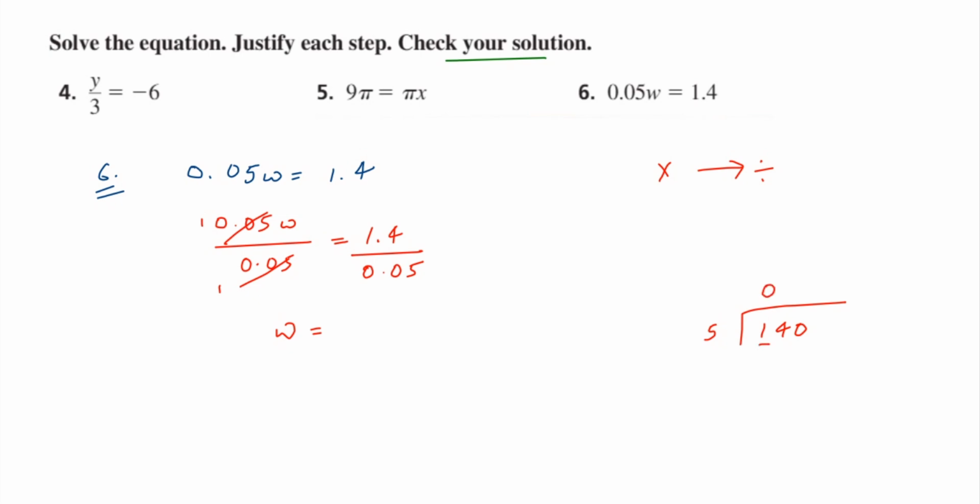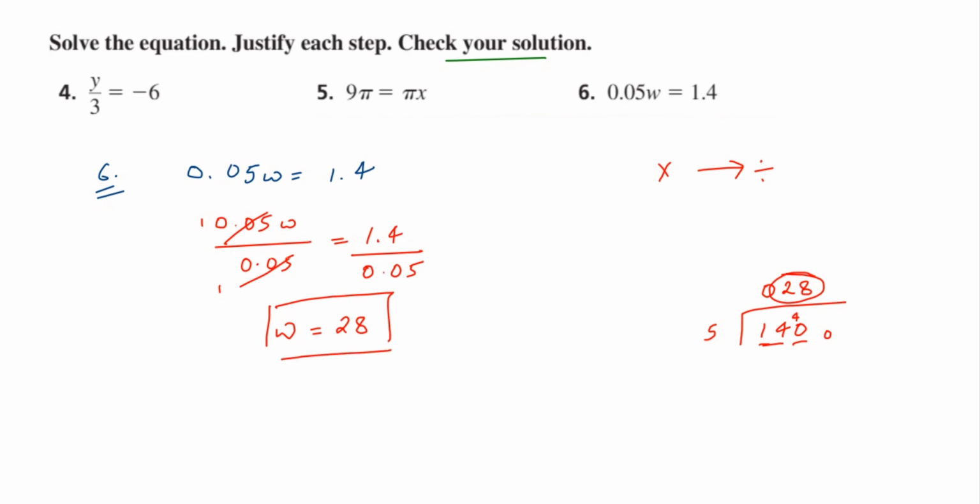Now let's take 14. 5 2s are 10. When we subtract, we get 4 as a remainder, so let's write 4 there. Now we have 40. 5 8s are 40. Remainder is 0 and your quotient is 28. This means W value is 28.